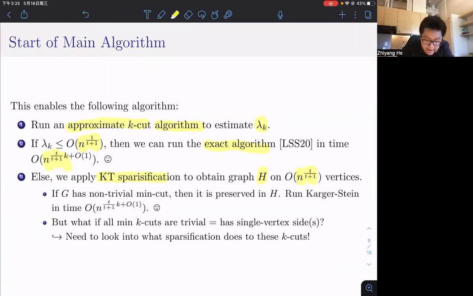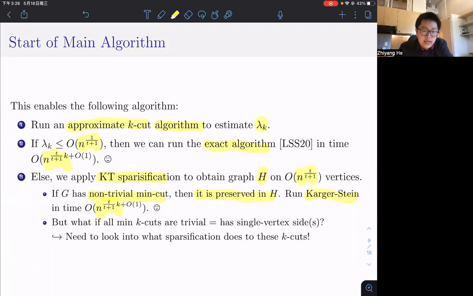So if G has a non-trivial min cut, then it is preserved in H, which means we can run the Karger-Stein algorithm in time n to the TK over T plus 1. And we'll get a min cut for G, and that's exactly as we promised.